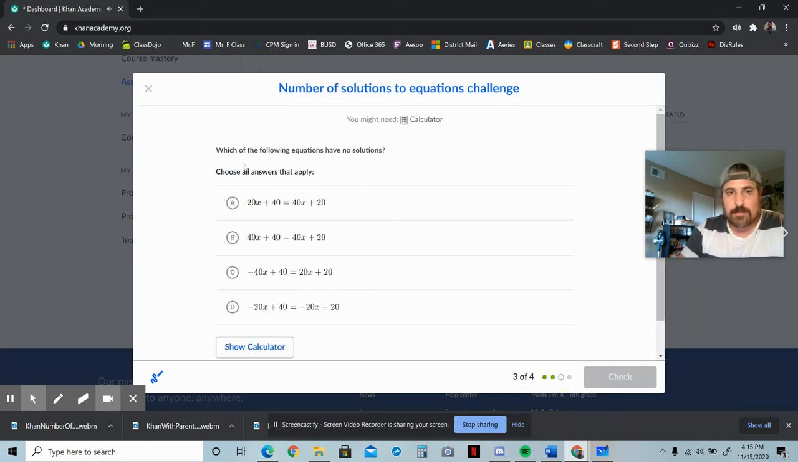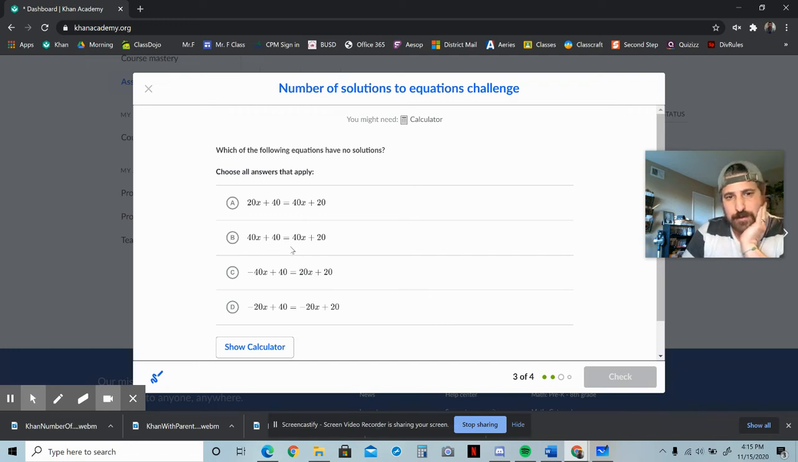Okay, this one, it says, which of the following equations have no solution? So this is one where you want the variable to disappear and left with a false statement. That's what you're looking for. Variable goes away and false statement. So first check to see if the variable is going to go away. If you take away 20x from both sides, does the variable go away? No, so that's one solution.